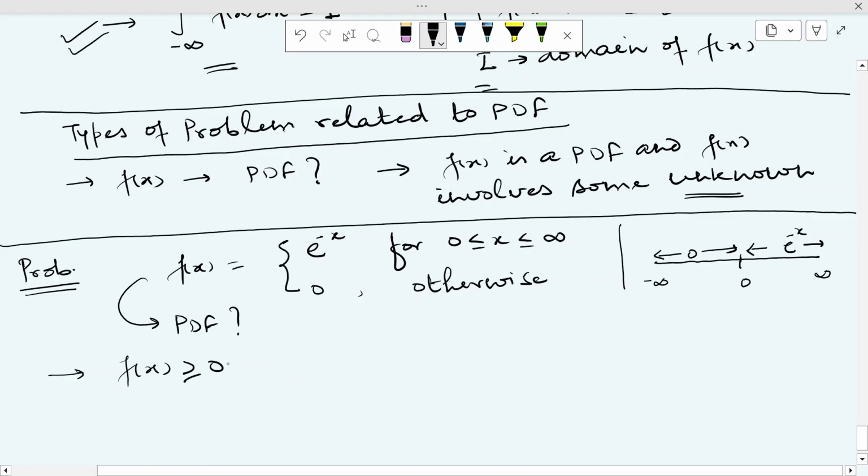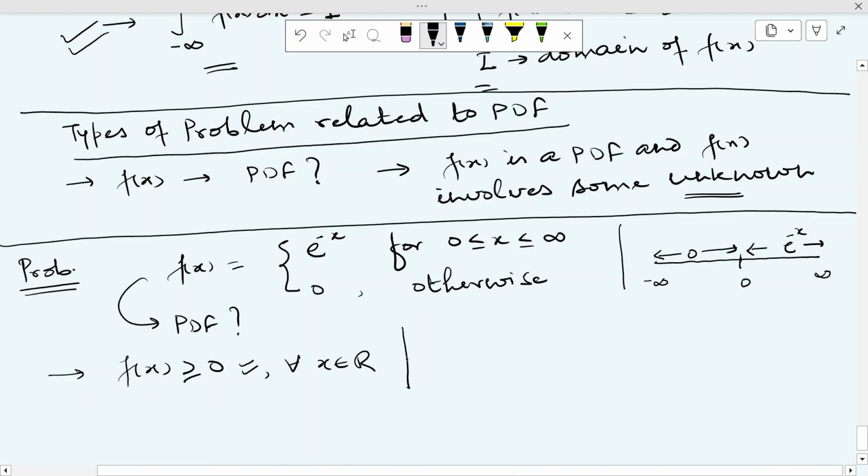So this function is always greater than or equal to 0 for all values of the domain, because from minus infinity to 0 it is 0, and from 0 to infinity it is e to the power minus x, which is certainly greater than or equal to 0. So the first property is satisfied. This is true for all x belongs to R, because the function is defined over the entire real line, so this first condition holds on R.